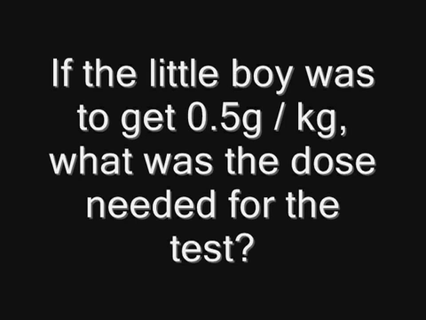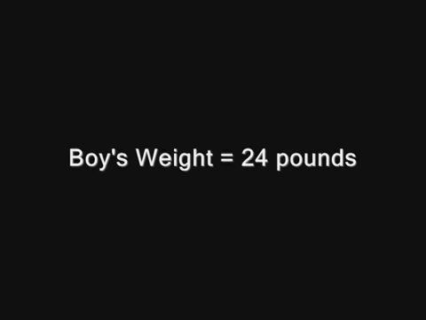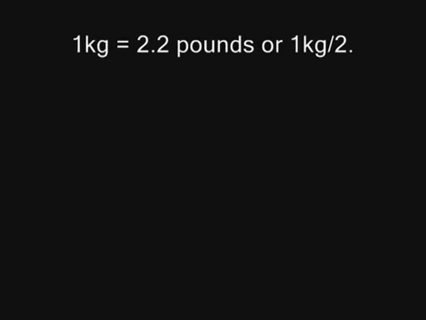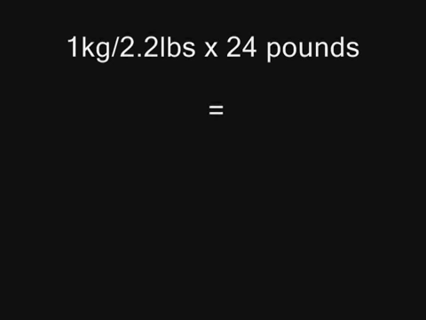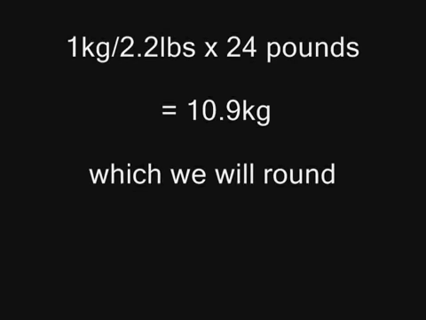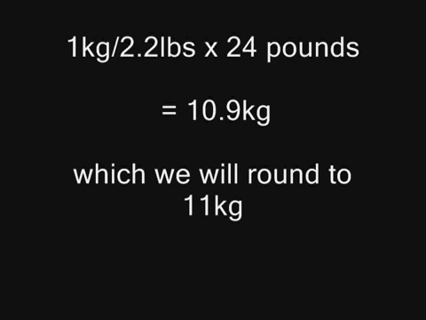When we solve a problem like this, first we look at the units in the problem. In the problem, the boy's weight is listed in pounds, but in order to solve the problem, we need to know his weight in kilograms. Therefore, the first step is to convert the child's weight to kilograms. 1 kilogram equals 2.2 pounds, or 1 kilogram per 2.2 pounds. 1 kilogram per 2.2 pounds times 24 pounds equals 10.9 kilograms, which we will round to 11 kilograms.